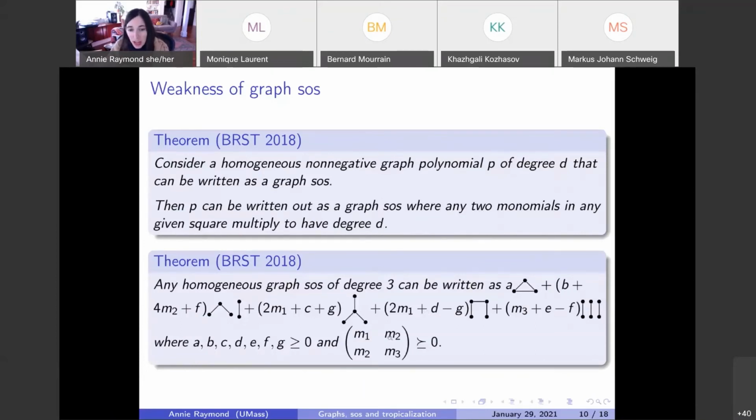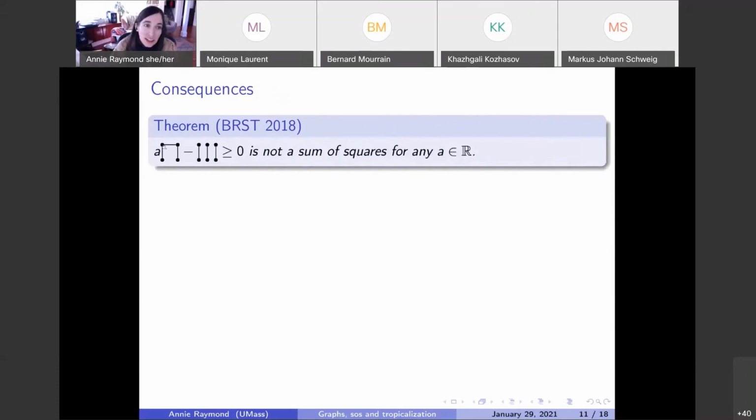And so my M1, M2, M2, M3 need to form a PSD matrix. And so now I could think about, okay, let's say that I want to have one in front of my homomorphism density of my path of length 3, and I want to have -1 over here. Can I do that? And then it just turns out that I can't. So in that way, even if I put a to be any real number, so even if I make it even more non-negative, that will not work out.